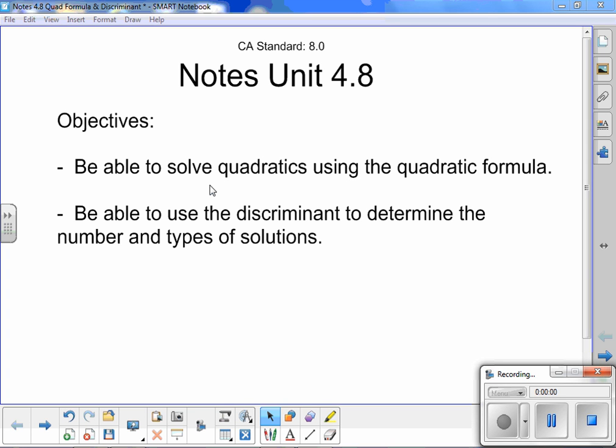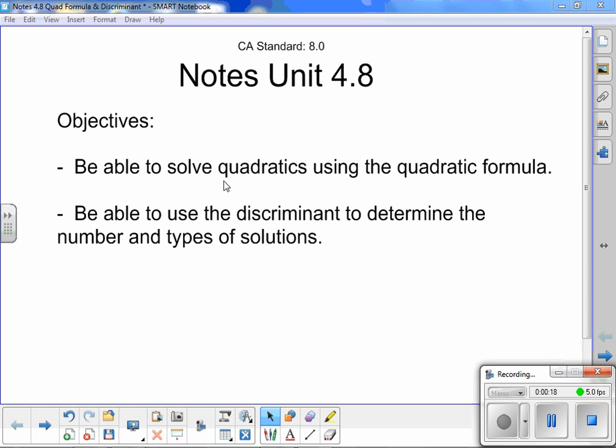So here is your notes, unit 4.8. The objectives for these notes for my honors class are to be able to solve quadratics using the quadratic formula, and to be able to use a discriminant to determine the number and types of solutions you will have.